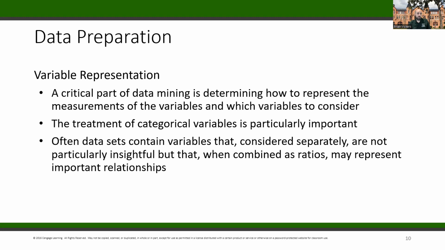Some variables are just not useful to what it is we're considering. So the example here, what it's talking about when it says how you represent the measurements of variables, is which variables to consider. Let's say you're looking, let's go back to groceries again, at the amount of dollars spent by a household on groceries. It may not really matter how much the dollar amount spent on groceries is, right?